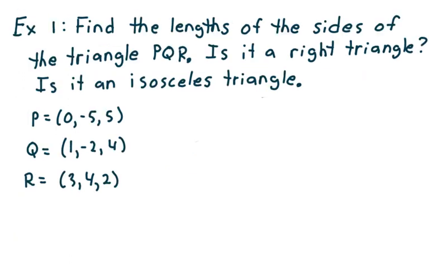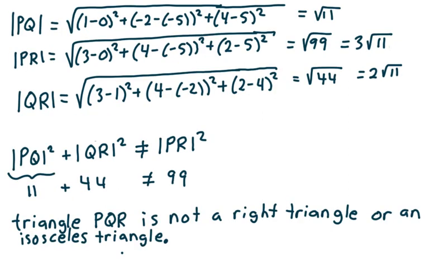Now, if it helps you, label your points. So for example, if I want the distance between P and Q, my x1 would be 0, my y1 would be -5, and my z1 would be 5. And then I have x2, y2, z2. And then I'm applying the distance formula. And if you notice, I get the square root of 11. And then the distance between P and R, I claim, is the square root of 99, right?